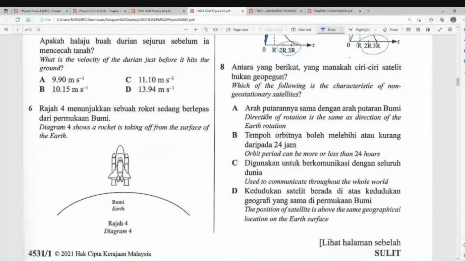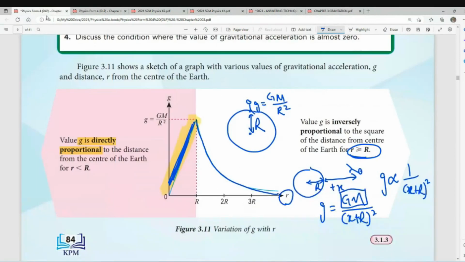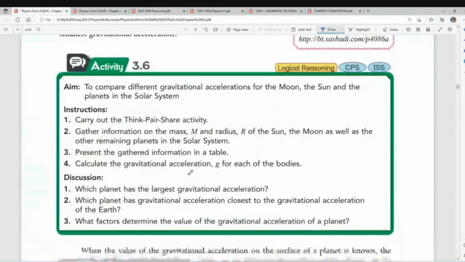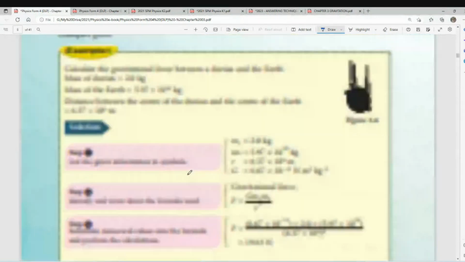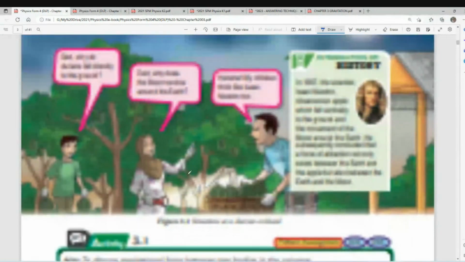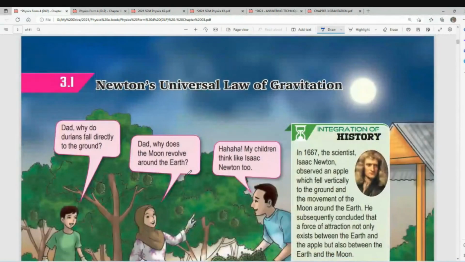Okay, next one. Which of the following is a characteristic of the non-geostationary satellite? This is also one of the highlighted points that you still must study. Before I go through that, since you want to jump to the end part already, let us go through again from the beginning. So for this chapter 3, right?